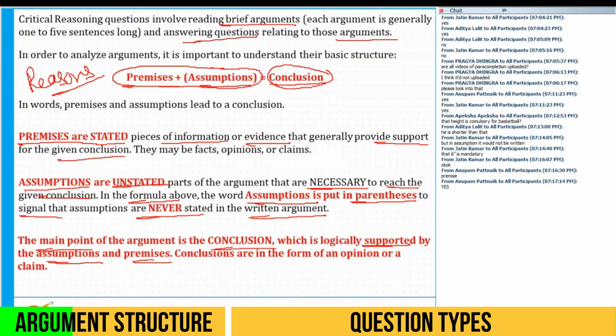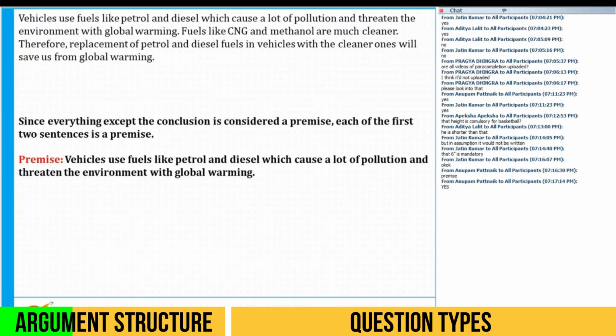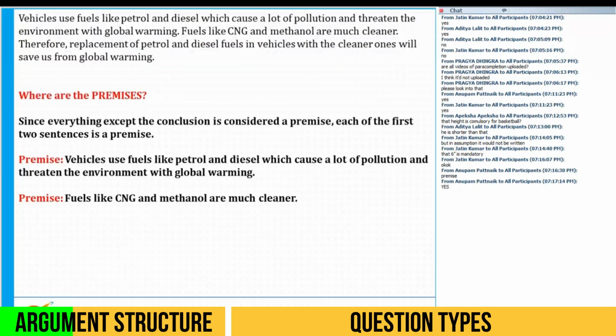Now let's come to the next part over here. Let's see. This is a paragraph. It says, vehicles use fuels like petrol and diesel, which cause a lot of pollution and threaten the environment with global warming. Fuels like CNG and methanol are much cleaner. Therefore, the replacement of petrol and diesel fuels in vehicles with the cleaner ones will save us from global warming. Now, we immediately know that this last line is our conclusion. Okay. This is what he's trying to prove.